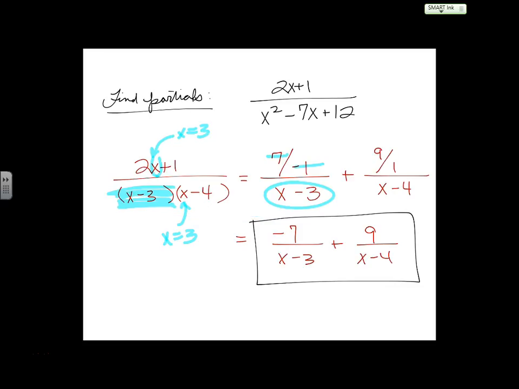And then similarly, if I was to cover the other guy, let me do it in a different color just to symbolize. If I was to cover this guy, who am I plugging in?